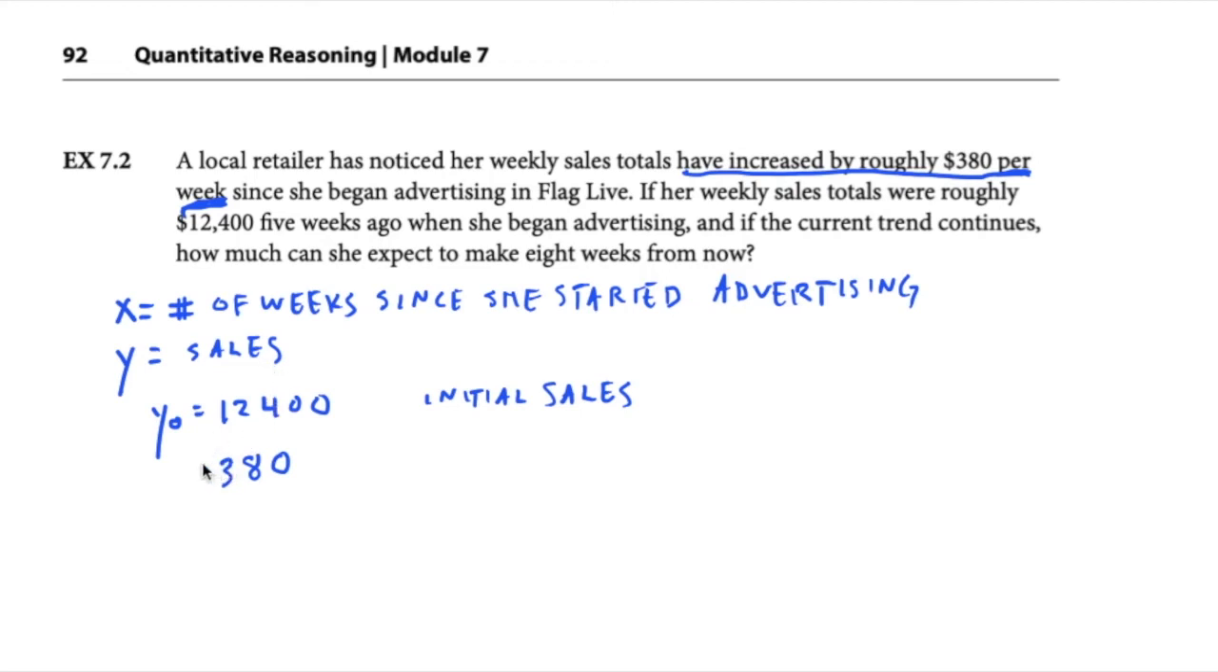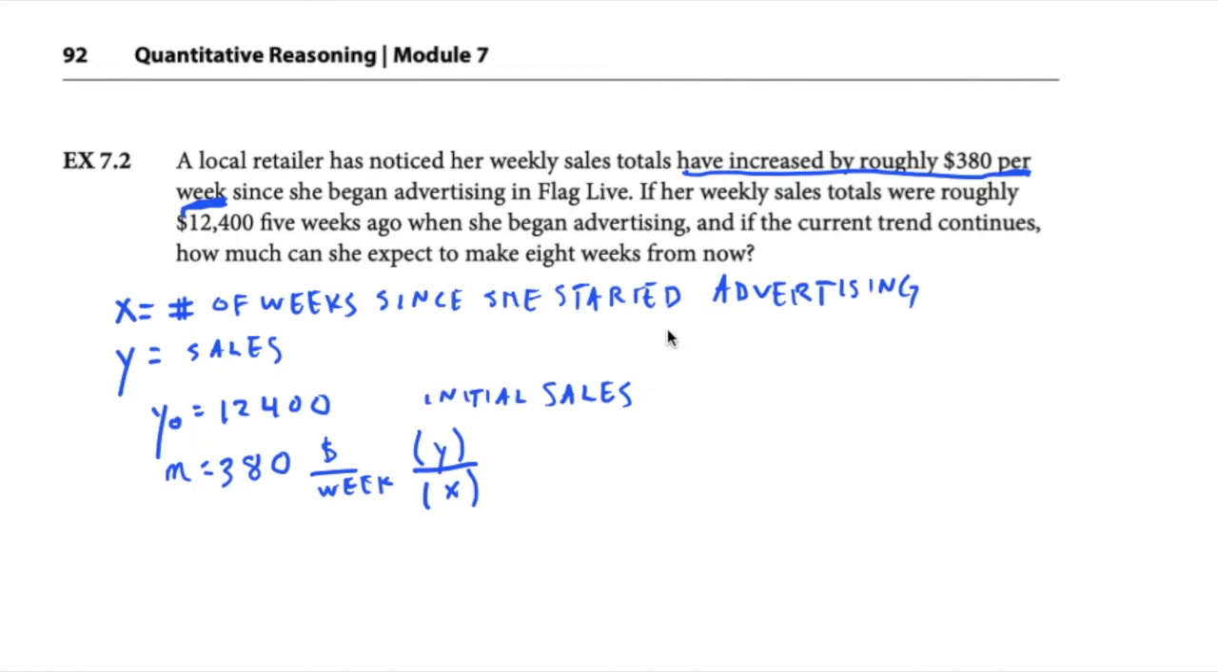And if you think back to the structure of a linear model from algebra class, you could recognize that as being the slope. So this is $380 per week. Notice that in that fraction of units here, my numerator is the units on y, and my denominator is the units on x.